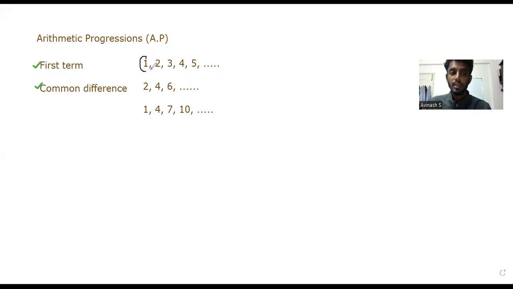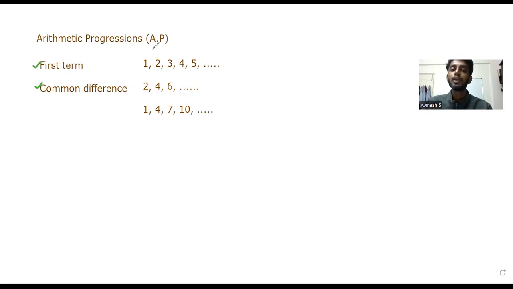For example, if you look at the examples that I've written over here, you can clearly see there is a first term. Here the first term is 1. In the second one, the first term is 2. In the third one, the first term is 1. And there is a common difference also. What I mean by that is, the difference between the consecutive terms is called the common difference. Consecutive means next terms. If you subtract them, you will get the same number. Only if you get the same number, it is an AP.